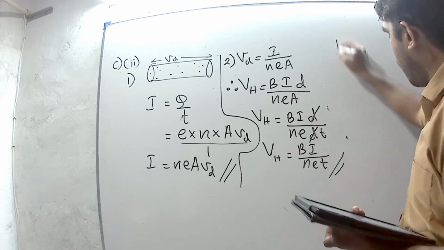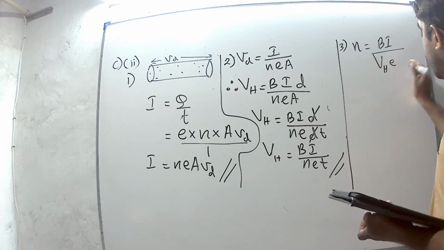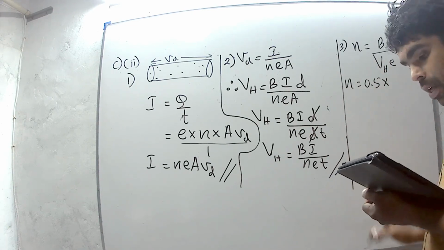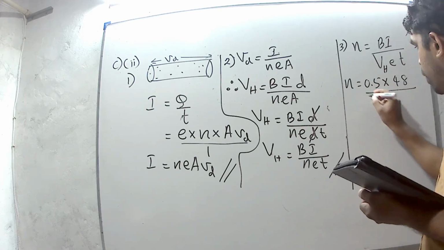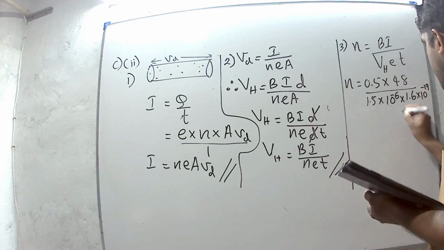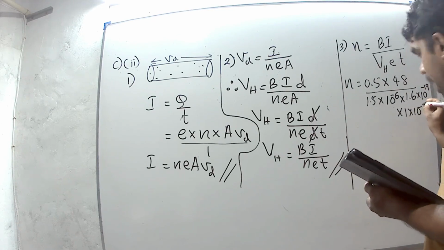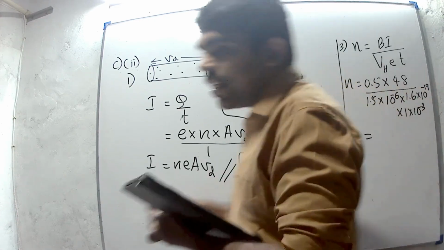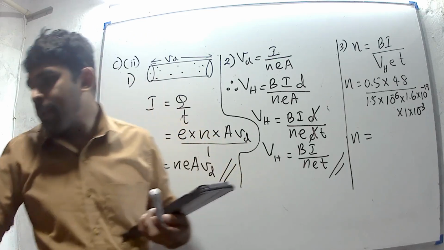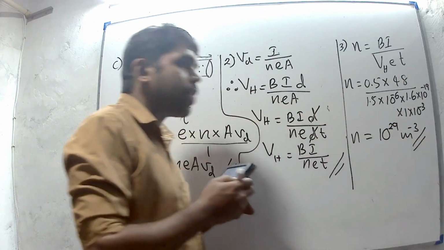Then N equals BI over VH e t. Then we can substitute values. B is the magnetic flux density 0.5, current 48, Hall voltage 1.5 × 10^-6, charge of an electron 1.6 × 10^-19, thickness given as 1 × 10^-3. We have to simplify it and we can get the answer 10^29 per cubic meter. Number of free electrons per unit volume.